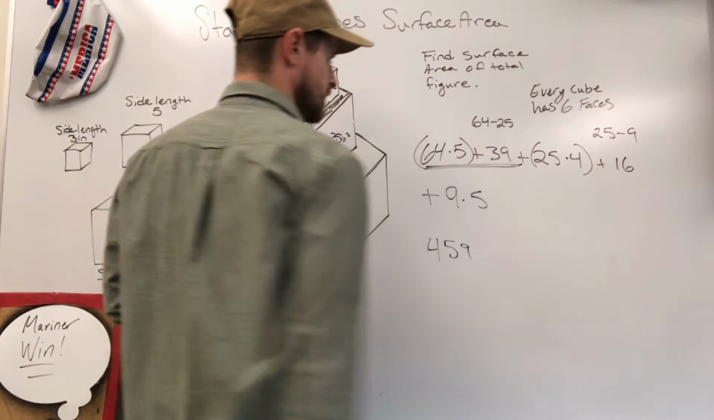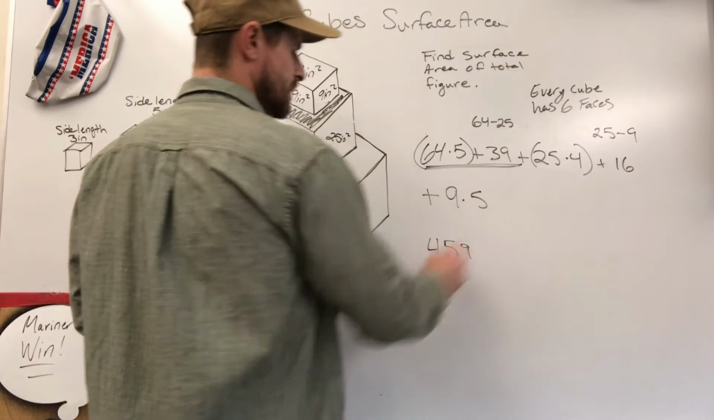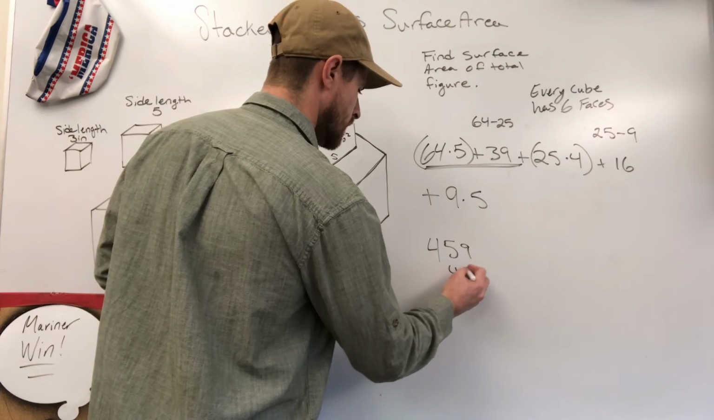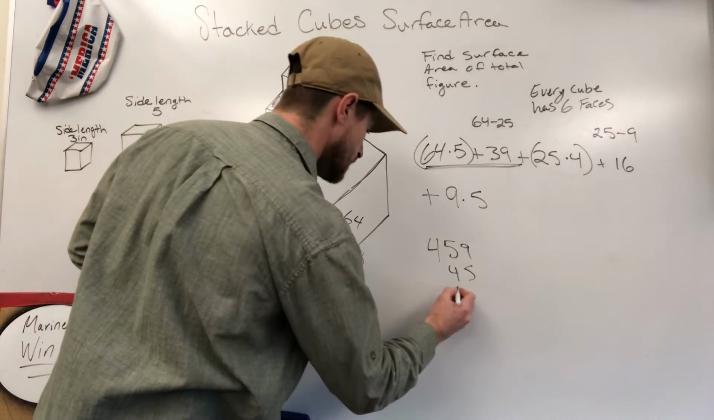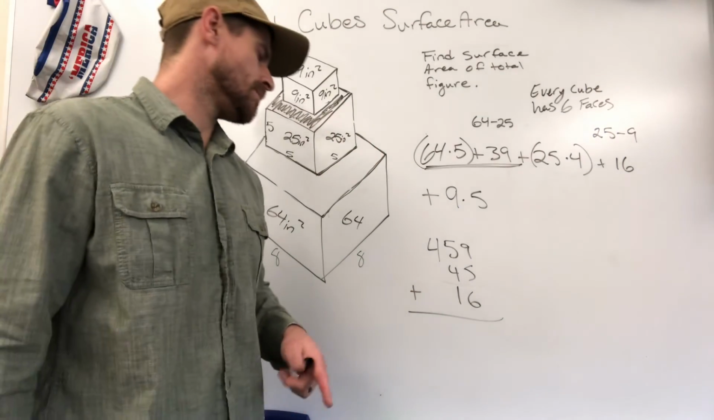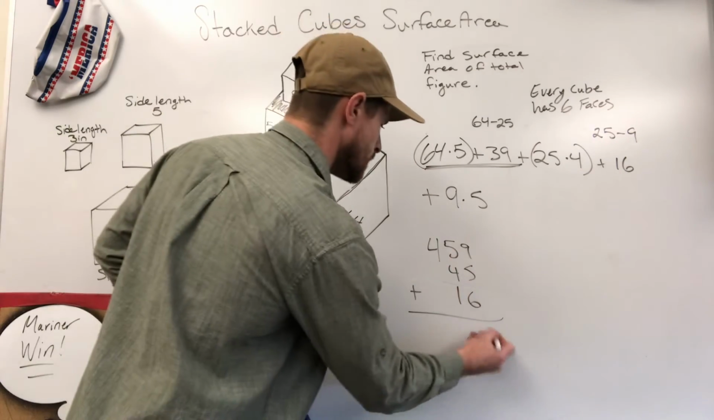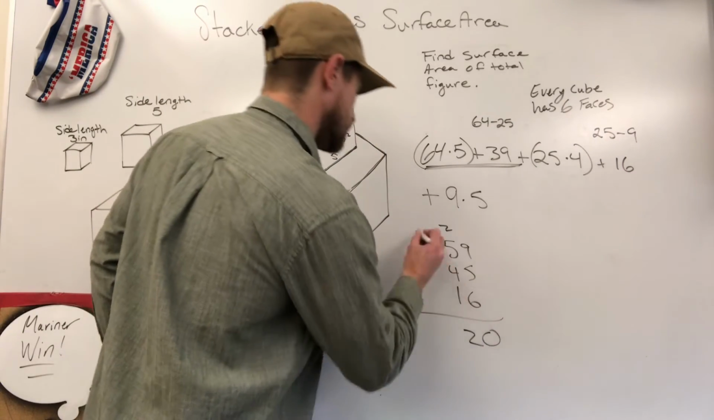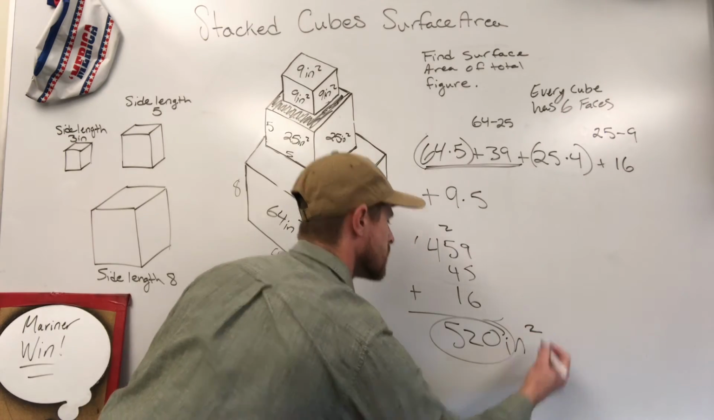Plus 16 to 459, and then plus 9 times 5. Well, 9 times 5, 45. So we want to add 45. Oops, forgot we also got that 16 to add. Add those together and we should be left with what we need. Okay, so 5 and 6 is 11, 9 is going to be 0, 9, 10. We're left with 520 inches squared.